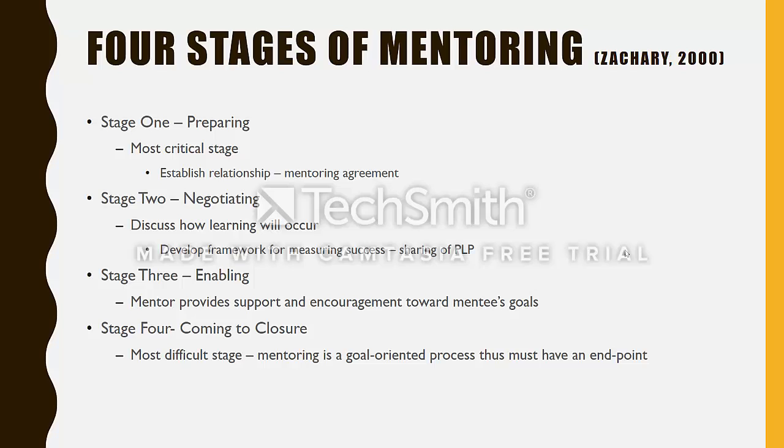Stage 3, the enabling stage of the mentoring relationship, is really kind of the heart of the mentoring relationship itself. This is where you really begin to meet with your mentor at least once a month. I think the Wesleyan program requires you to meet with your mentor once a month.